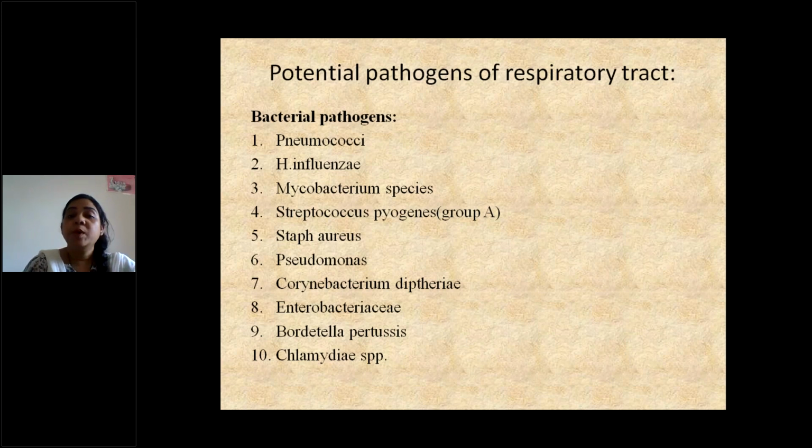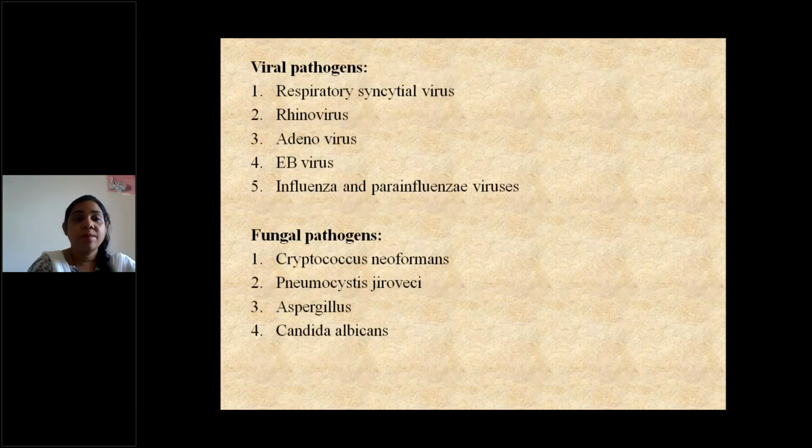Next one. Potential pathogens of the respiratory tract. We have learned about commensals. Now, what are the pathogens? Bacterial pathogens: pneumococcus. By the name itself, what does it cause? Pneumonia. Next, Haemophilus influenzae, Mycobacterium species. Streptococcus pyogenes, which is a beta hemolytic streptococci and belongs to group A. Staphylococcus aureus, Pseudomonas, and so many other bacteria. They usually act as pathogens.